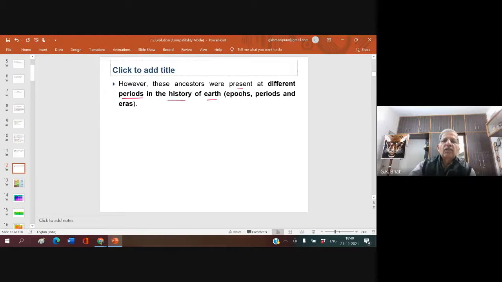However, these ancestors, whatever animals occurred, were present at different periods in the history of Earth. We are looking into competition among animals, and this competition occurred amongst animals which lived at different periods in the history of Earth. This history of Earth is divided into smaller units called epochs, slightly larger ones called periods, and larger ones called eras. Now let us see these eras, periods, and epochs. These are all the units of the history of life.